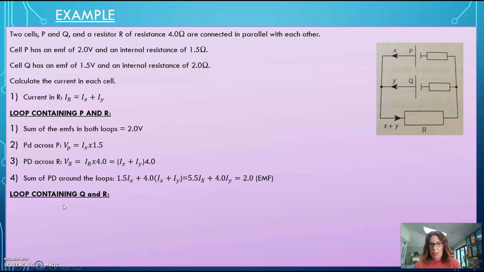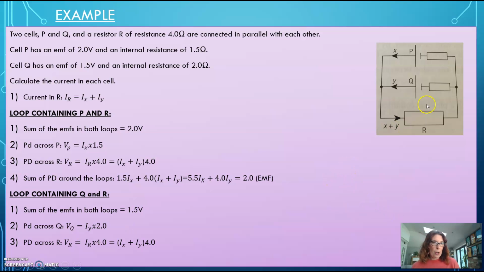So the loop containing Q and R. So again, the sum of the EMFs in both loops will be equal to the EMF of this cell, which is 1.5 volts. It has an internal resistance of 2 ohms, so the potential difference drop across this resistor will be the current, which is IY, times its resistance, which is 2 ohms. And the potential difference drop across R is going to be its current, okay, which is the X plus the Y times 4, the same as here.